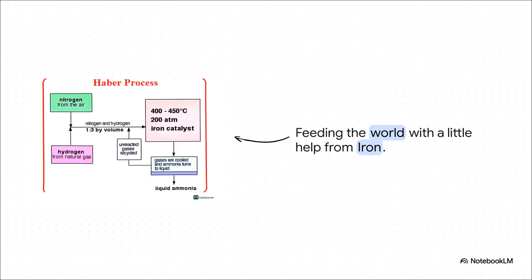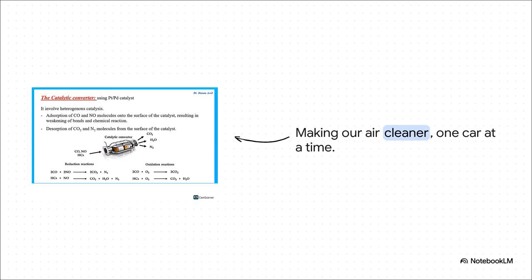It takes super unreactive nitrogen right out of the air we breathe, combines it with hydrogen, and uses an iron catalyst to force them together to make ammonia. Without this single process, modern agriculture just wouldn't exist as we know it. It's that important. And here's that little hero working inside your car's exhaust system.